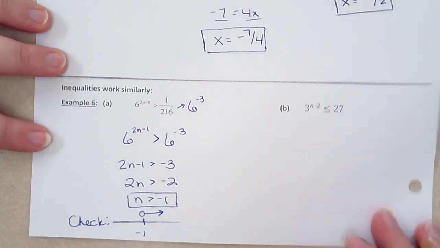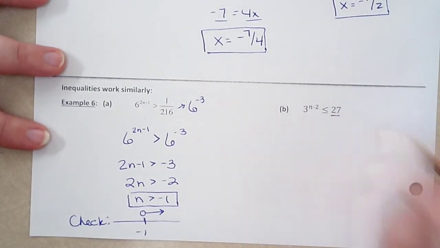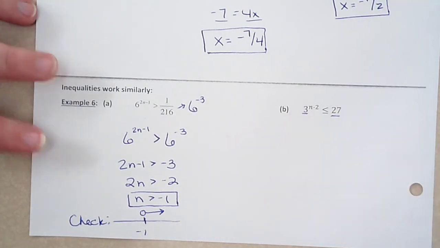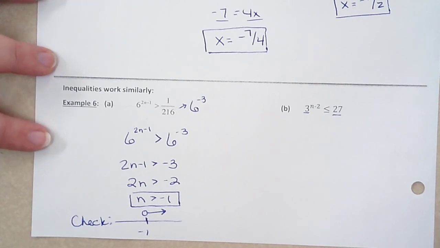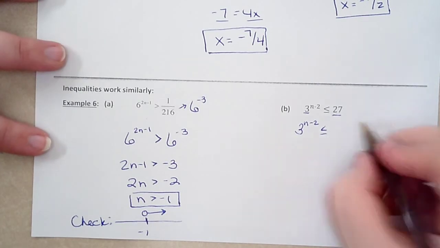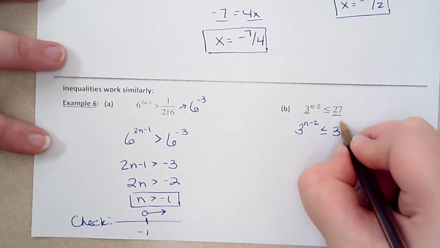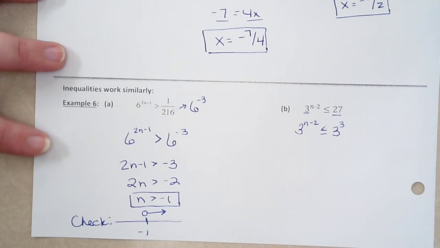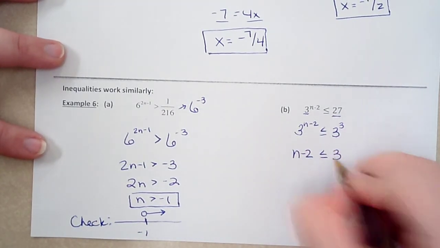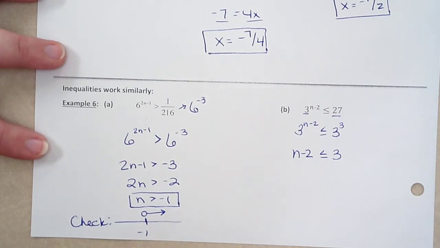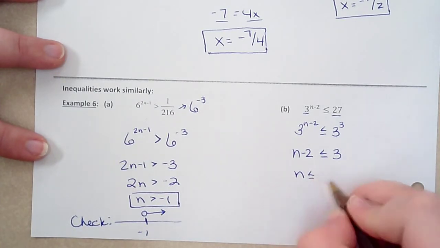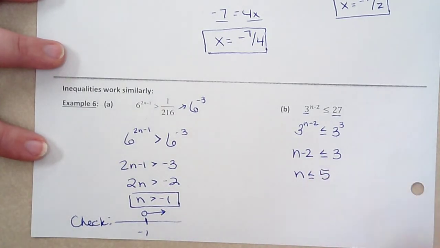Let's see that again with another one. Same thing here. We just need to rewrite 27 as having a base of 3. I always try to go with the smallest prime base if it's available. So 3 to the n minus 2 is less than or equal to 3 to the third. Prime base, prime base. Set them equal to each other with the inequality sign. Solve, and you get n is less than 5.